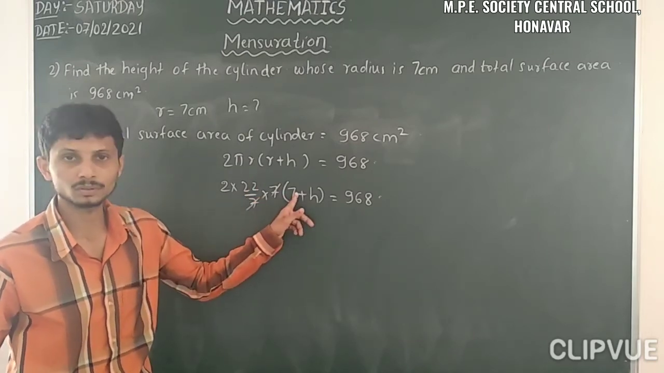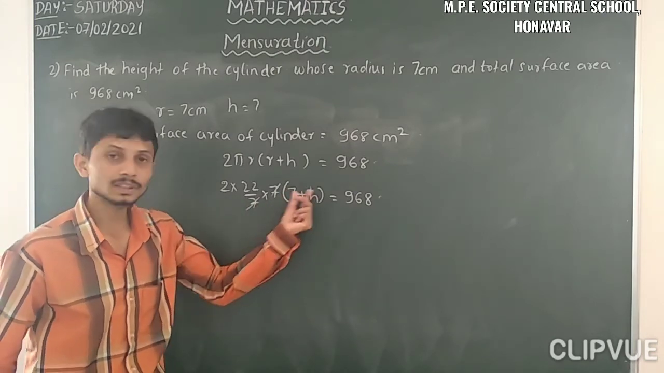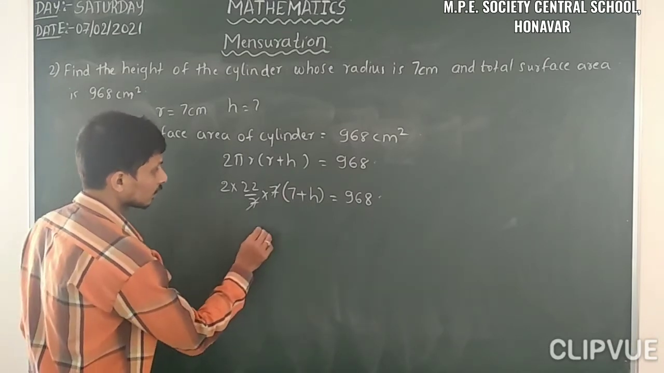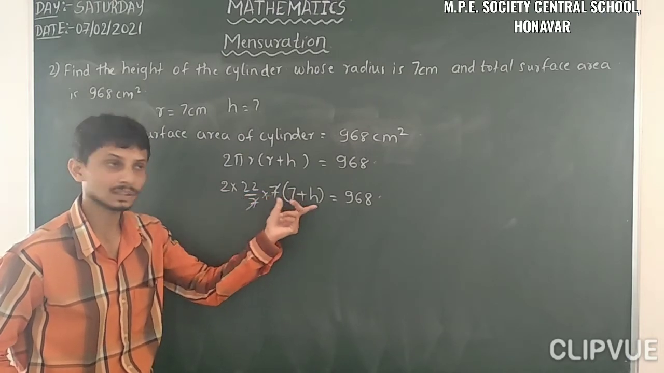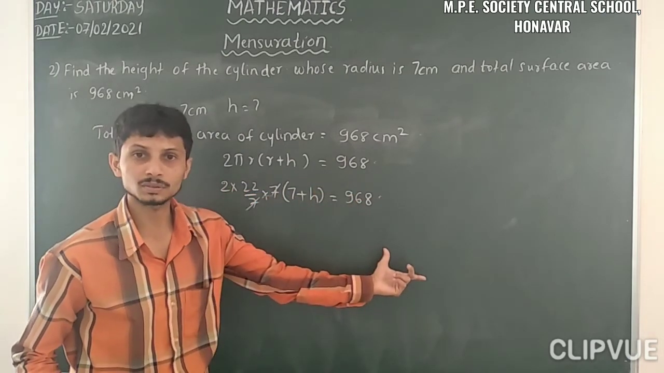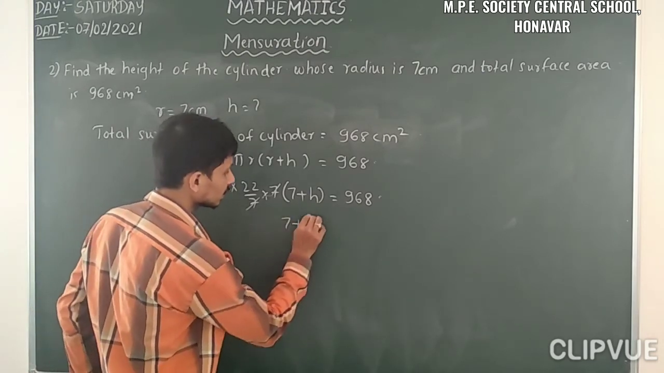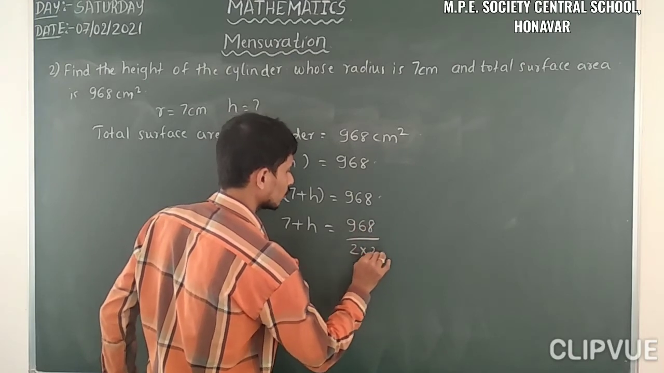Don't cancel out this one, because it is inside the bracket. There is addition with the h here, so it is not possible to cancel. Here, 2 into 22 is outside the bracket, multiplied with this term, so we can easily transpose this to the RHS side. So 7 plus h is equal to 968 divided by 2 into 22.